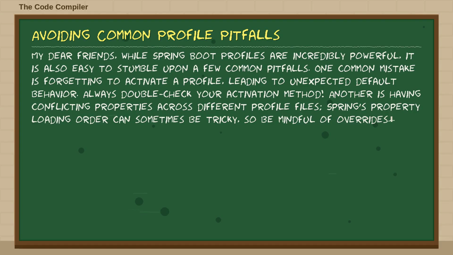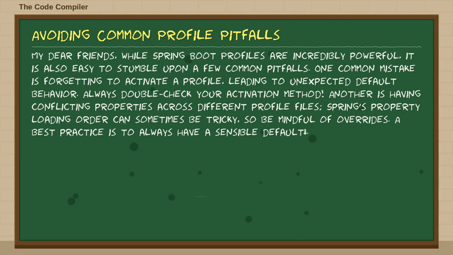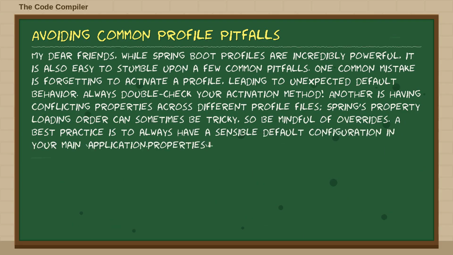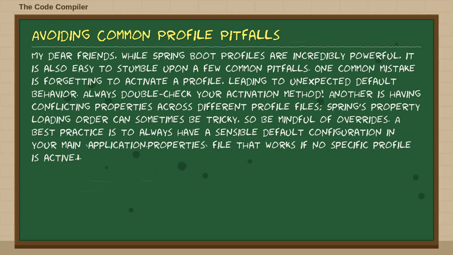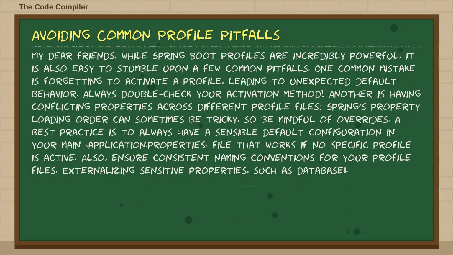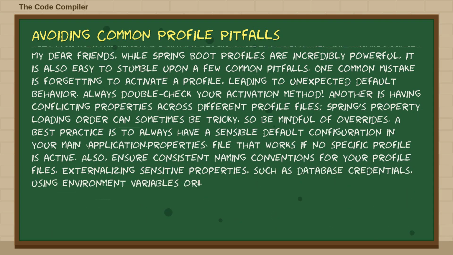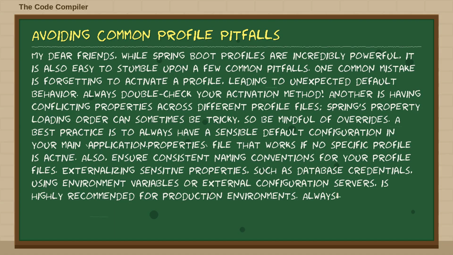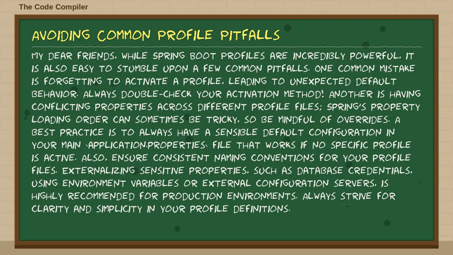A best practice is to always have a sensible default configuration in your main application.properties file that works if no specific profile is active. Also, ensure consistent naming conventions for your profile files. Externalizing sensitive properties, such as database credentials, using environment variables or external configuration servers, is highly recommended for production environments. Always strive for clarity and simplicity in your profile definitions.